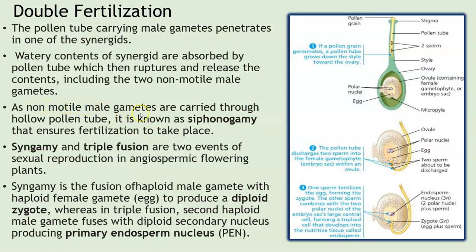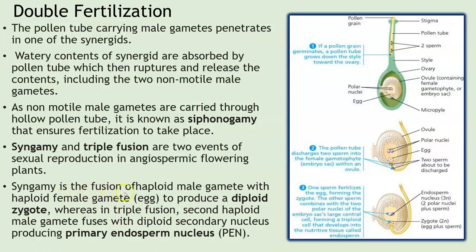Now, as the non-motile male gametes are carried through a hollow pollen tube, this process is known as siphonogamy, that ensures fertilization to take place. Now, syngamy and triple fusion are the two events of sexual reproduction in angiospermic flowering plants. So here you have the fusion of the two male gametes taking place.